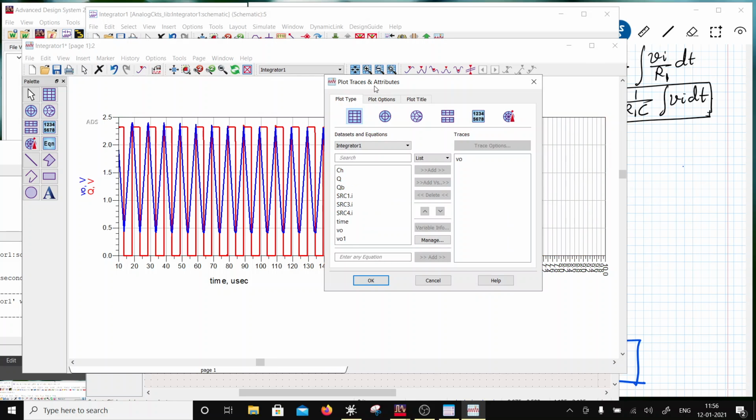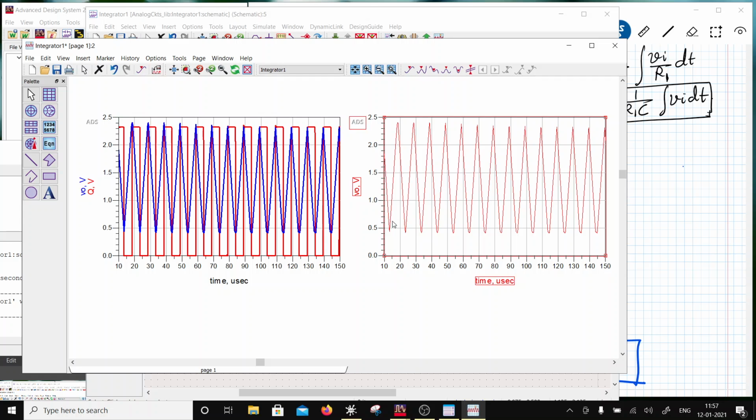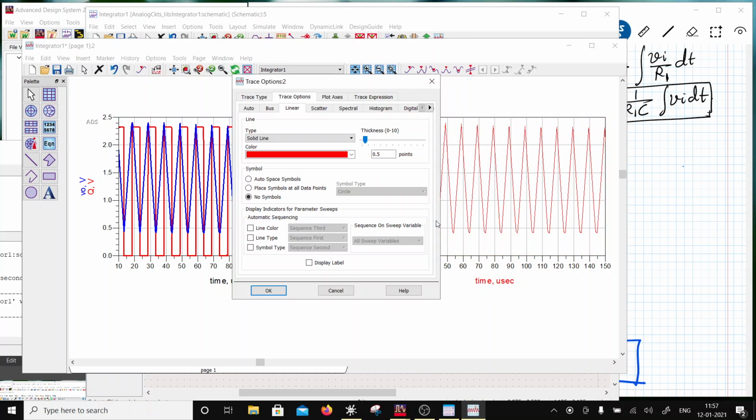What did I do? X-axis, 10 micro in steps of 10. So this is going to 150 micro, right? So I have 10 micro going to 150 microseconds in steps of 10 microseconds. So what's the problem here? Okay, so that's my triangular wave. Let's make it blue color so that you can identify it easily.